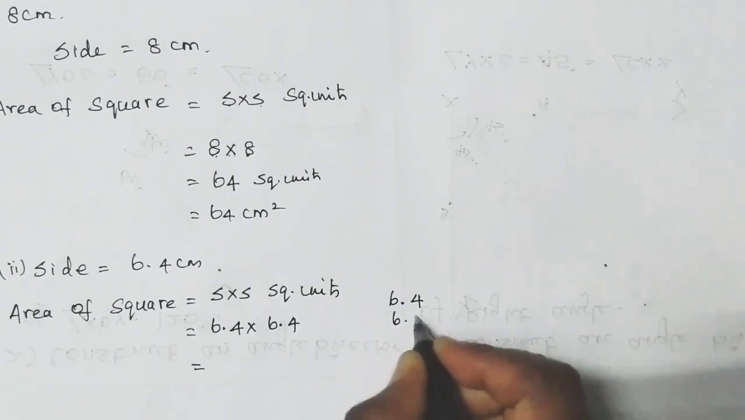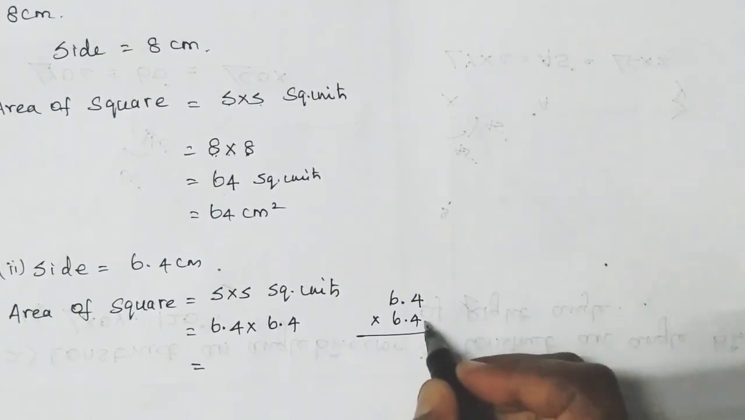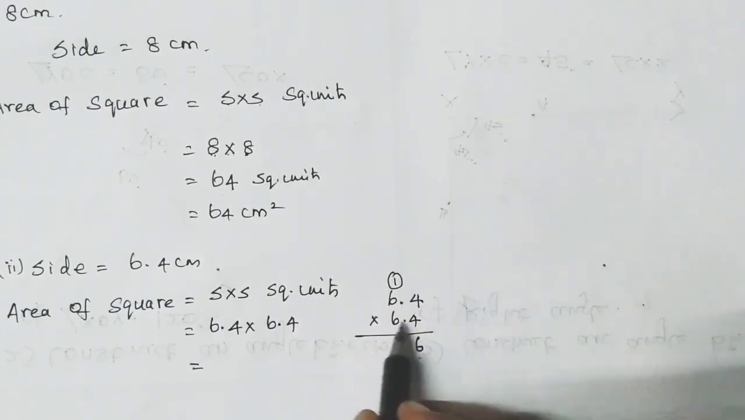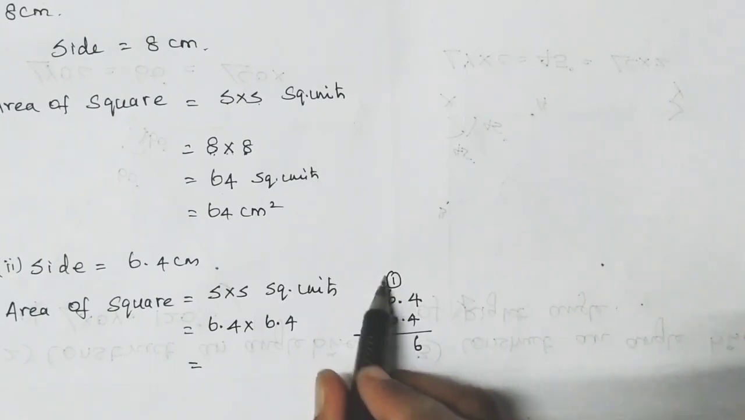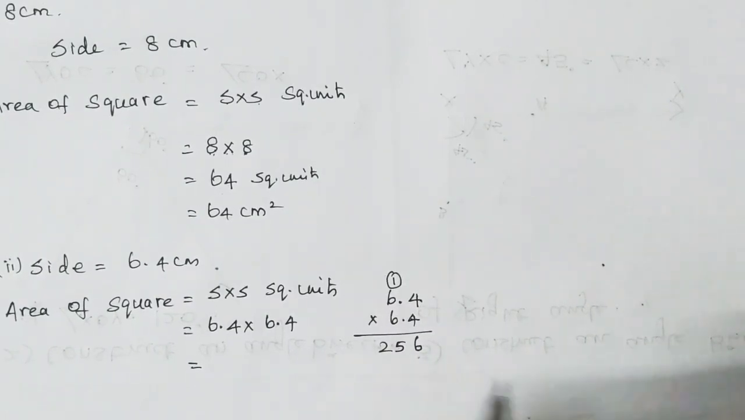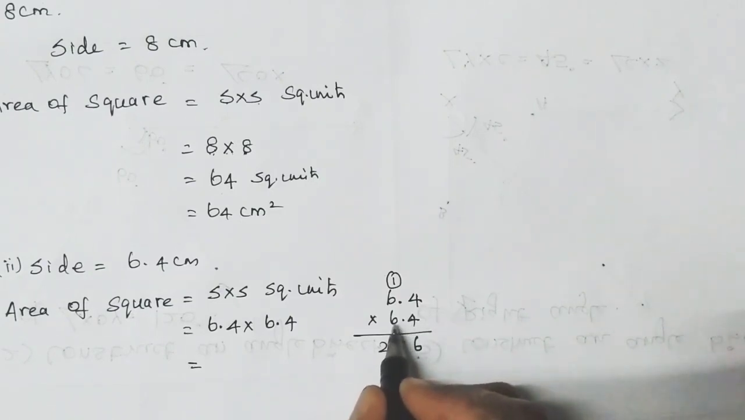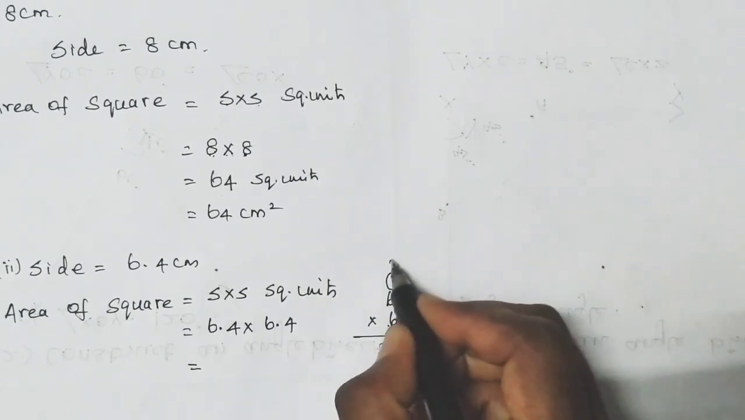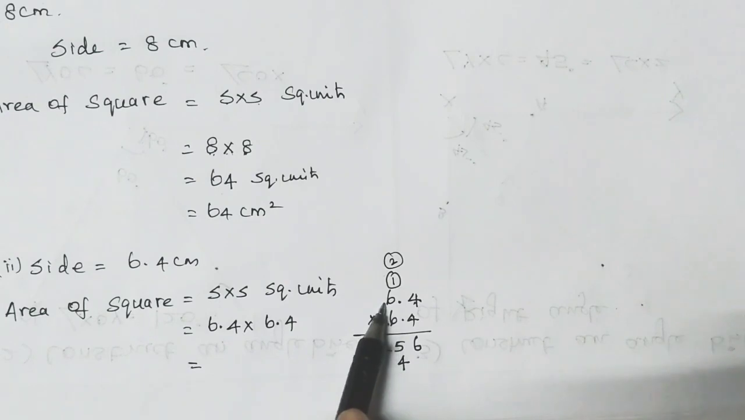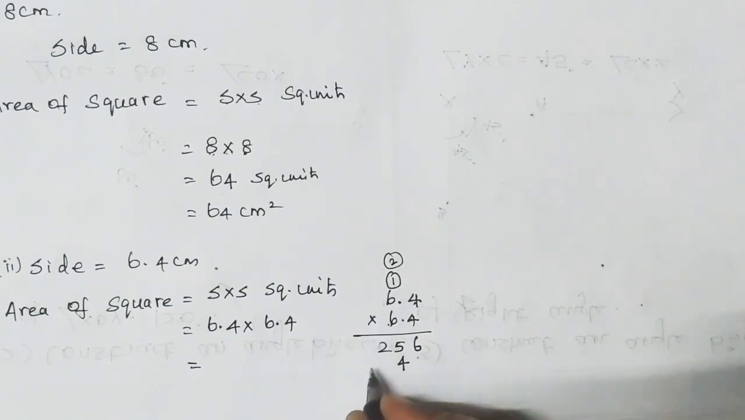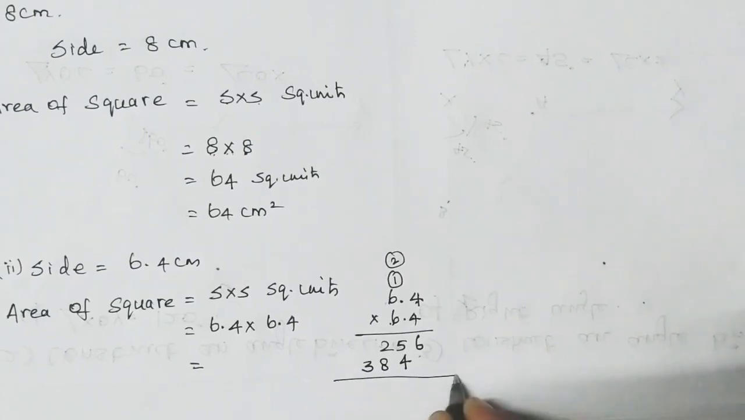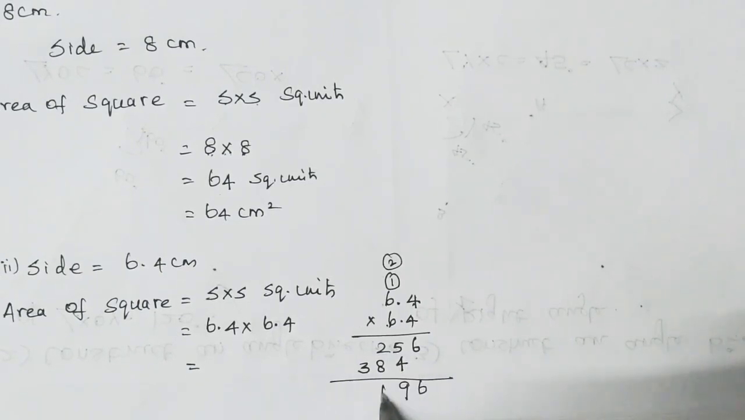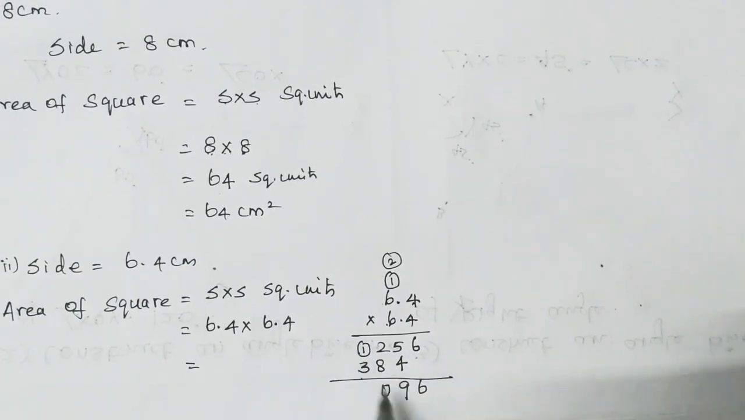6.4 into 6.4. So first we'll multiply with 4. 4 4s are 16, 6, 1 carry over. 4 6s are 24, 24 plus 1 is 25. Don't keep the decimal point now. Now take 6. 6 4s are 24, 4, 2 carry over. 6 6s are 36, 36 plus 2 is 38. Right? Now 5 plus 4 is 9. 8 plus 2 is 10, 1 carry over. 3 plus 1 is 4.